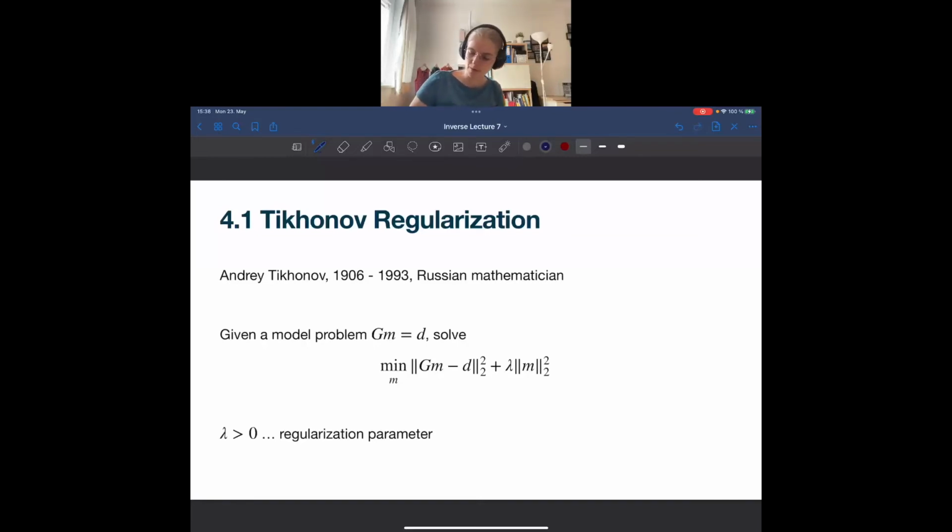And if you remember, we said for a vector m, if we have m given as an n-dimensional vector, then the 2 norm squared can be written either as the scalar product of m with itself or as the sum from 1 to n of all the m_i squared. So once again, this lambda greater than 0 is called the regularization parameter. And now the obvious question is, what are we going to do with this problem here?